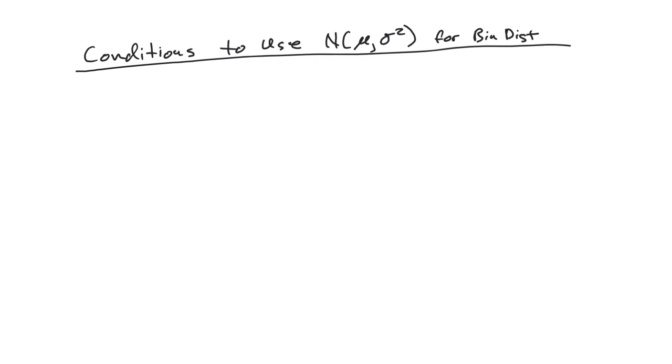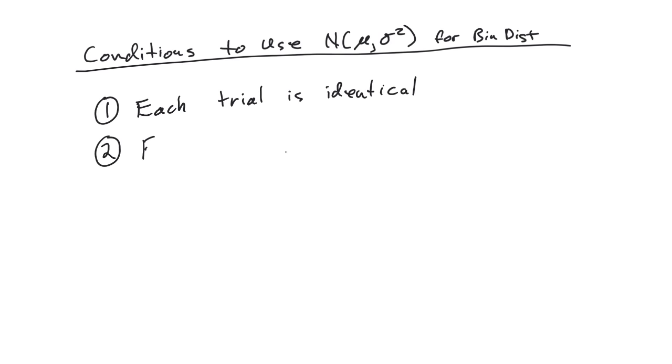So, based on this revelation that I told you earlier, this is what you need to know about the conditions to use the normal distribution for the binomial distribution. Here it is. 1, each trial has to be identical. Okay, now the next thing is 2. Each trial must be independent.